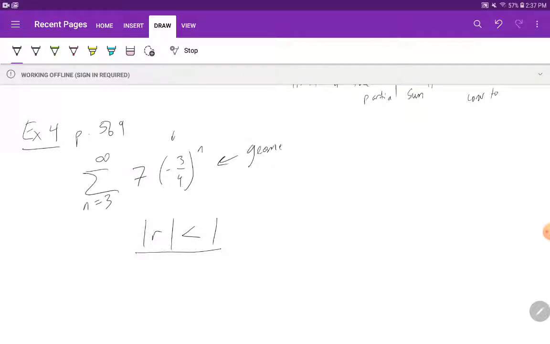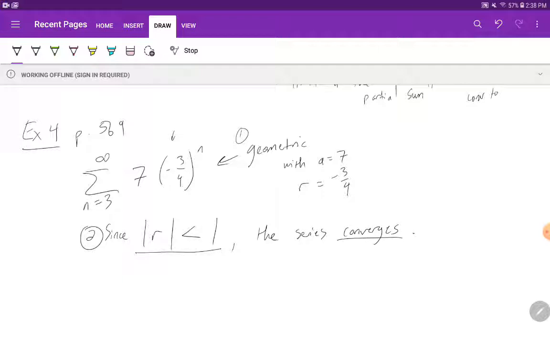Sorry. So I said in class, you need to say 2 things to show convergence or divergence of a geometric series. So this is geometric with a is 7 and r is -3/4. So that's the first thing you need to state. And the second thing you need to state is, since the absolute value of r is less than 1, the series converges.